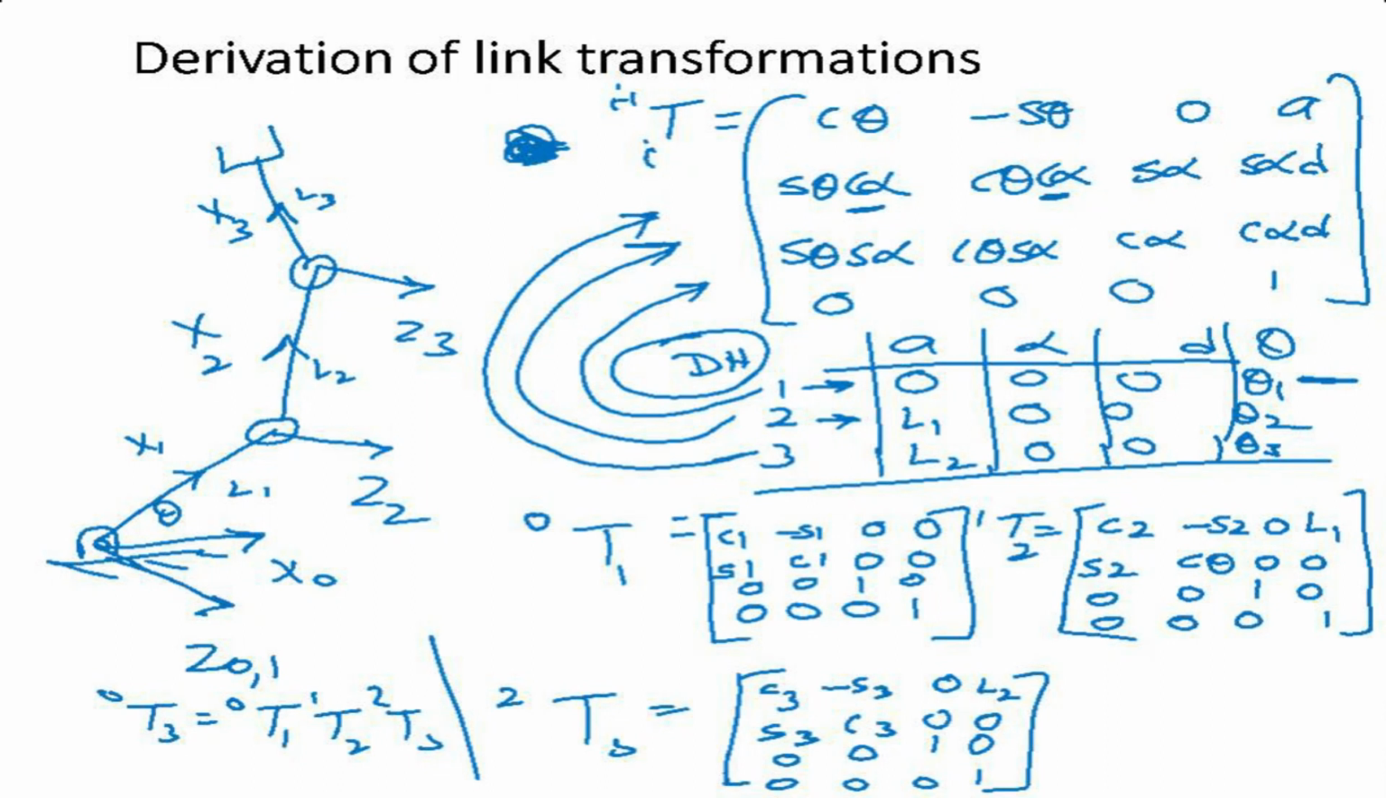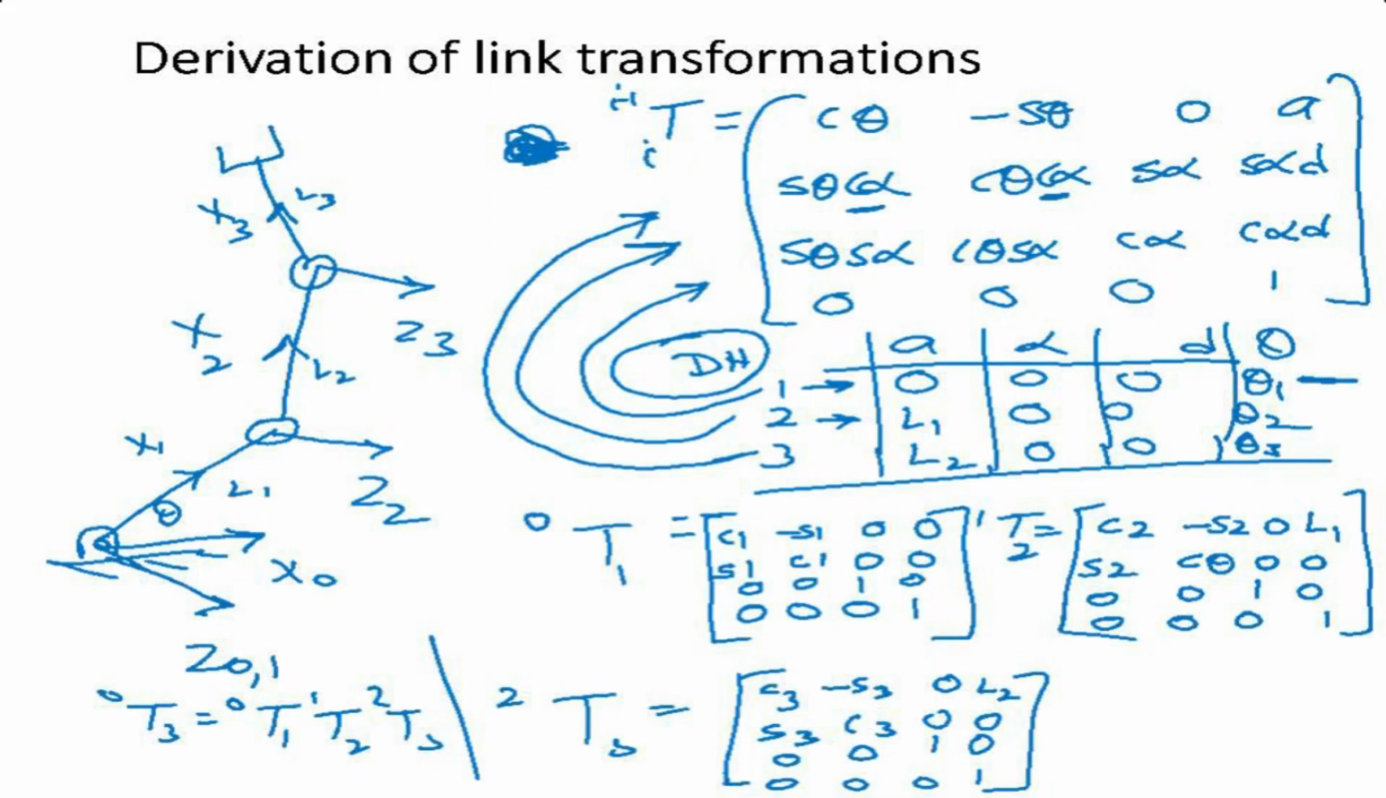Now, we take each row of this DH parameter table. This is my DH parameter table, and this is row number 1. What is the value? 0, 0, 0, theta 1. So this is the row that I'm picking first. Now this row I'm going to put in this generalized matrix. So take the value of theta. The only variable is theta 1.